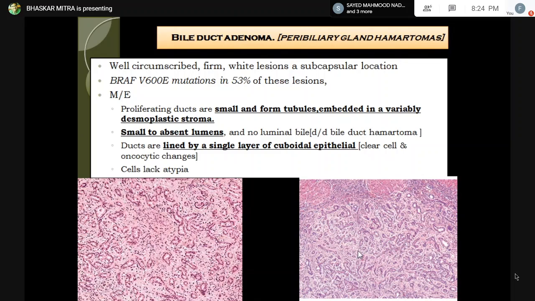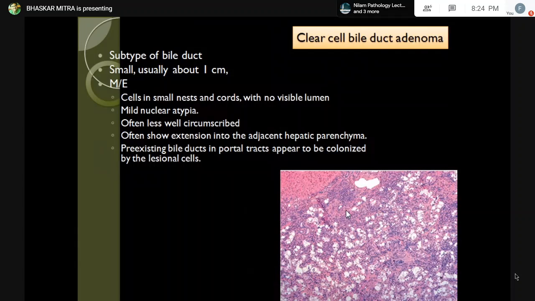Now they may sometimes show clear cell changes or oncocytic changes. Here we are dealing with bile duct adenomas. Sometimes there may be small bile ductules showing typical clear cell changes. They are usually a variant subtype of the bile duct adenomas, called clear cell bile duct adenomas. Sometimes they may form less well-circumscribed lesions and colonize the hepatic parenchyma.